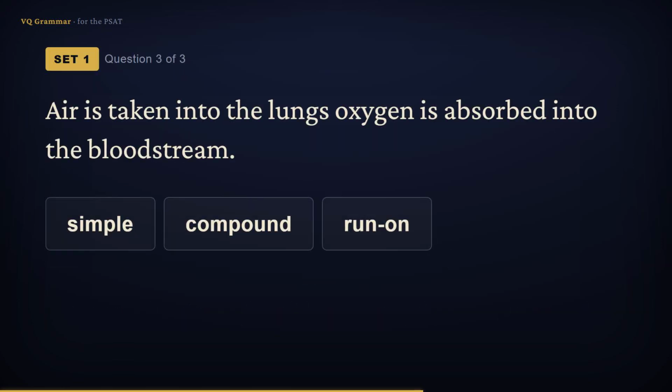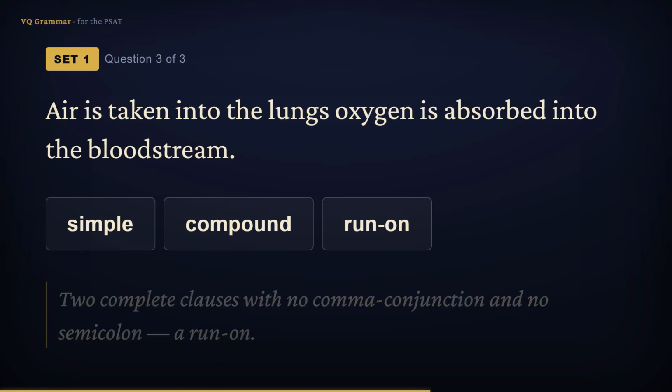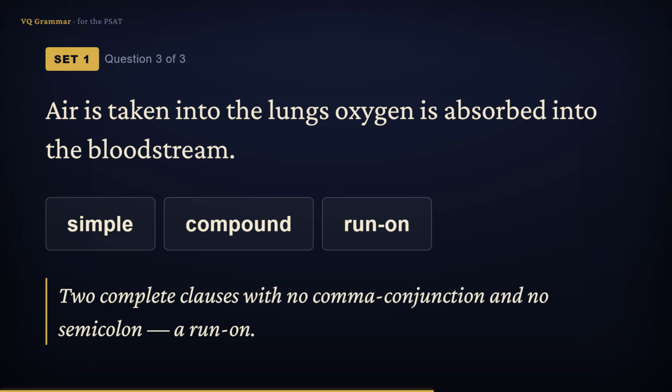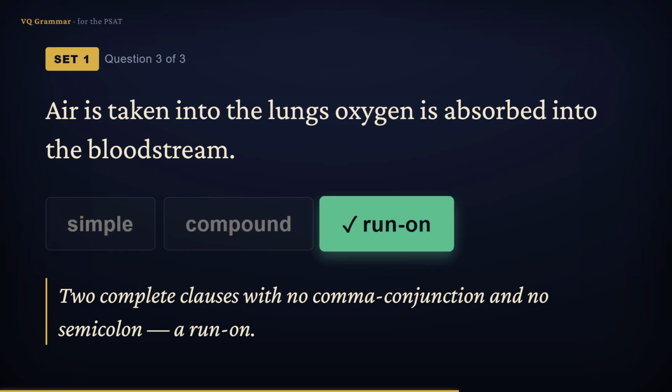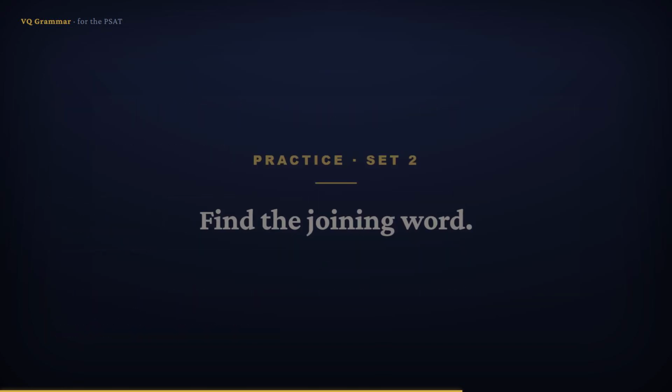Air is taken into the lungs. Oxygen is absorbed into the bloodstream. Two complete thoughts. Air is taken into the lungs, and oxygen is absorbed into the bloodstream. But there's no comma plus conjunction and no semicolon between them. They're just jammed together, so the answer is run-on.